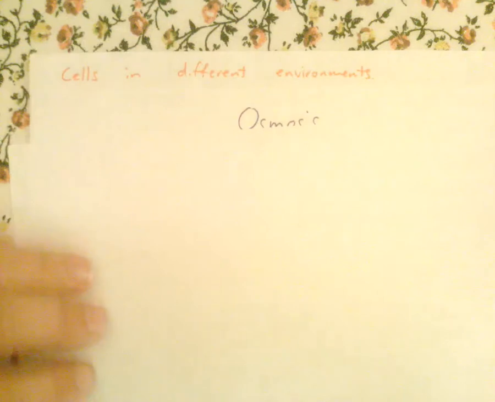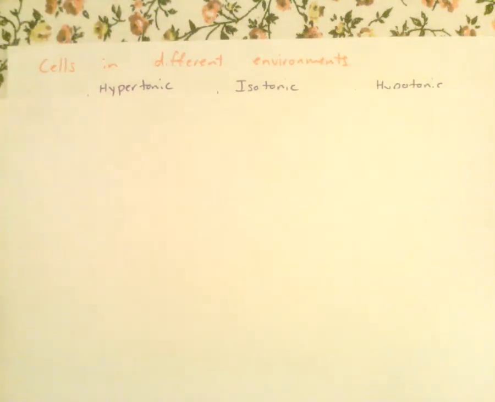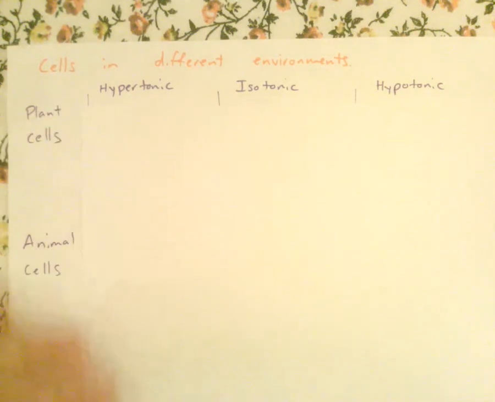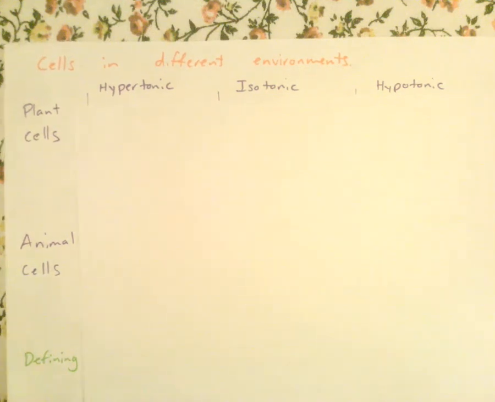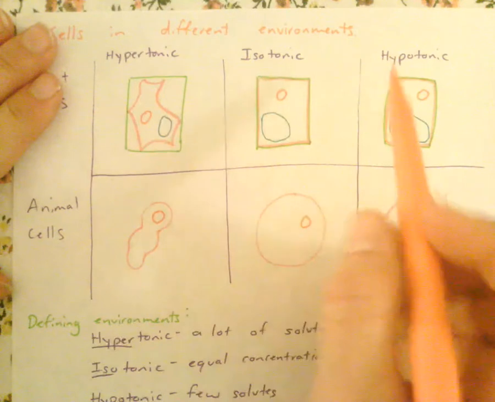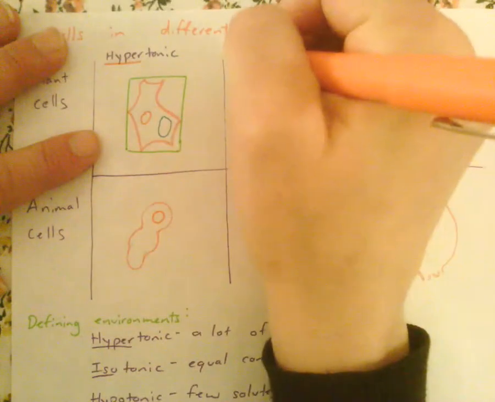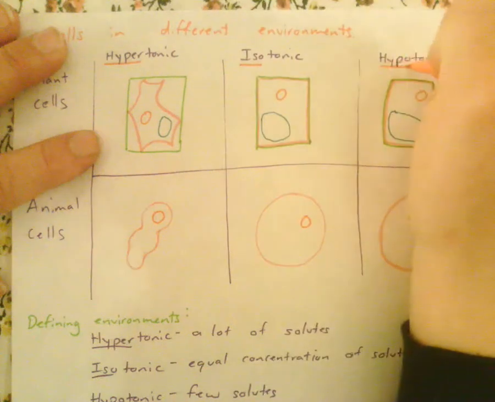So we're going to move on and look at cells in different environments. There are actually 3 different types of environments that we could see. They have these kind of crazy names. We're going to look at plant and animal cells in 3 different environments. I'm going to have you draw out a little data table and put the cells in there. I tried to draw some plant cells and some animal cells. So we looked at hypertonic, isotonic, and hypotonic environments. I'm just going to underline parts of the word: hyper, iso, hypo.